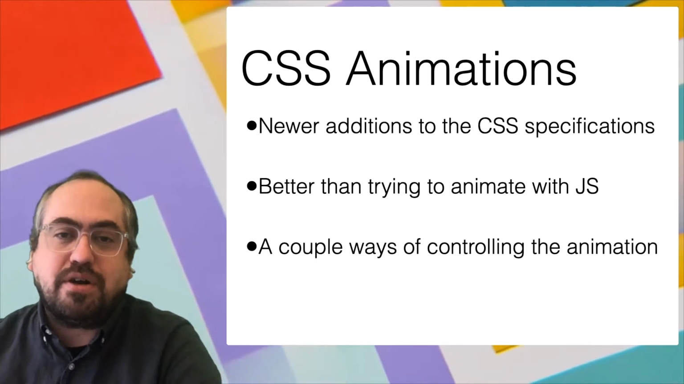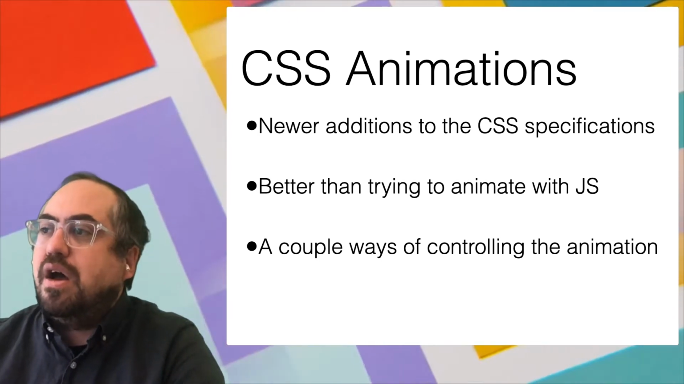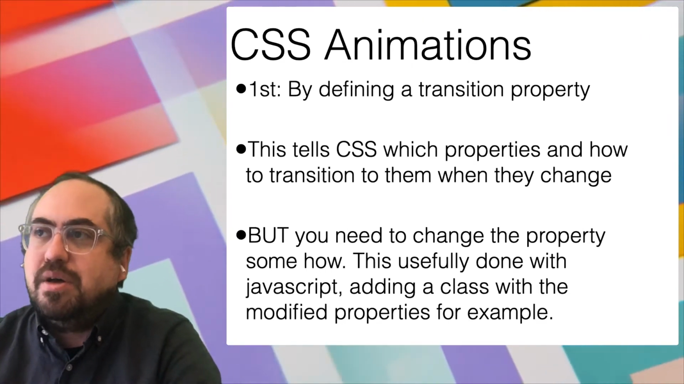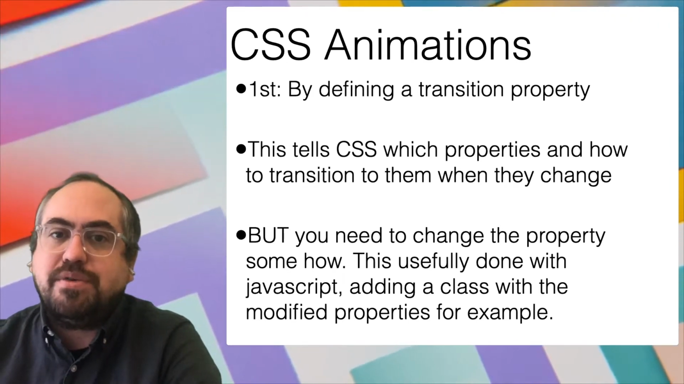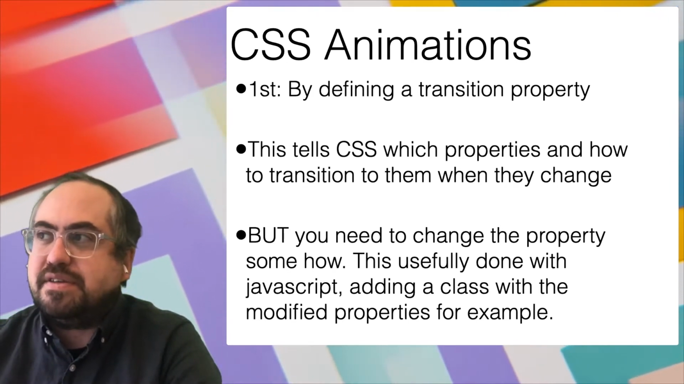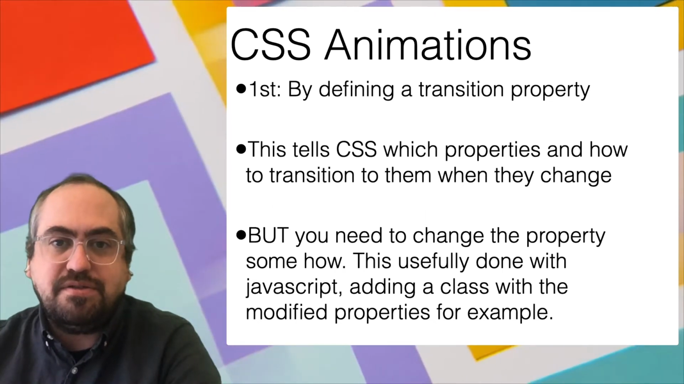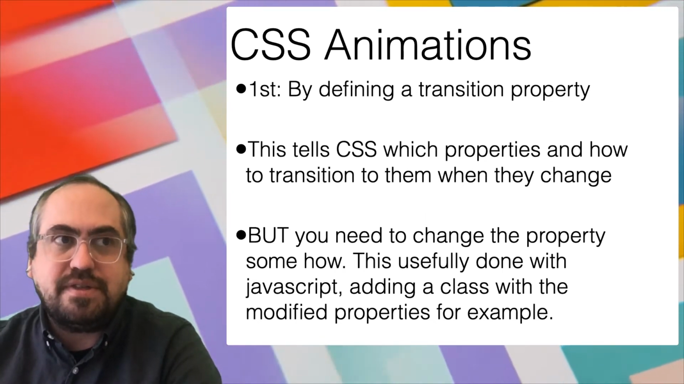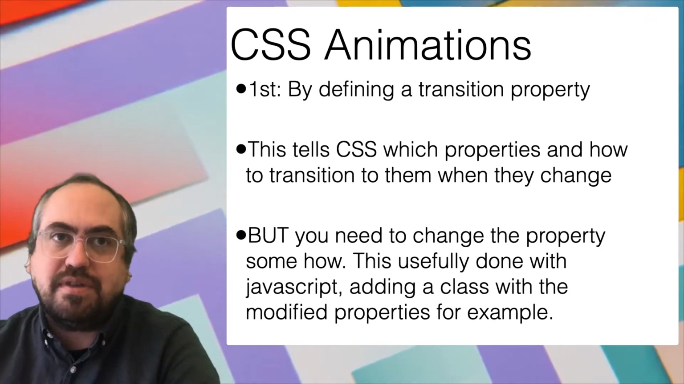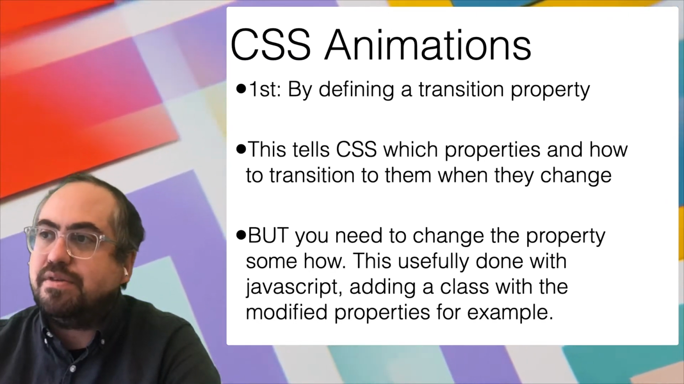And there are a couple of ways of doing these animations. The first we're going to look at is defining a transition property. This basically tells CSS that there is a specific property you want to apply a transition to, and whenever it changes, it should transition between the two values that you set that property to.